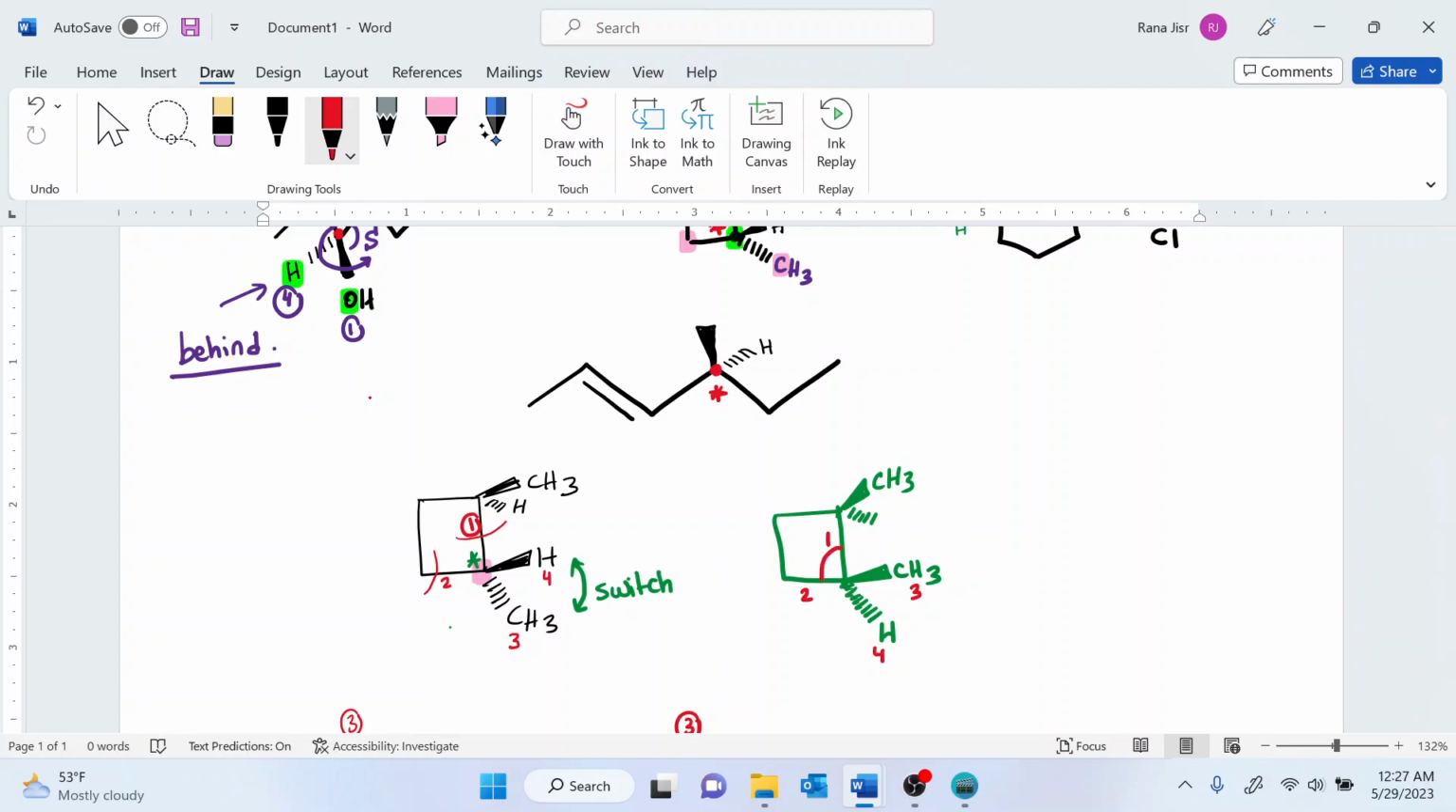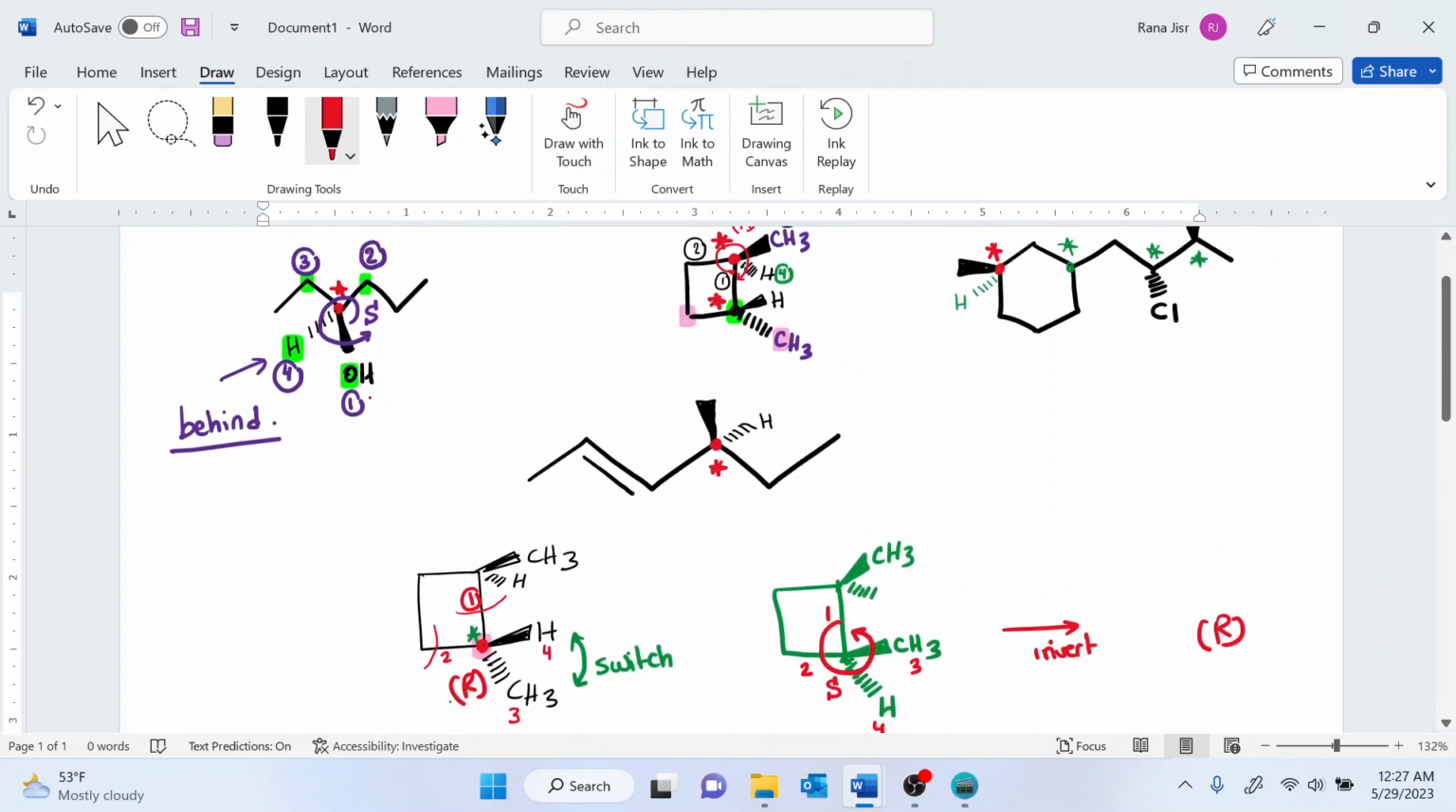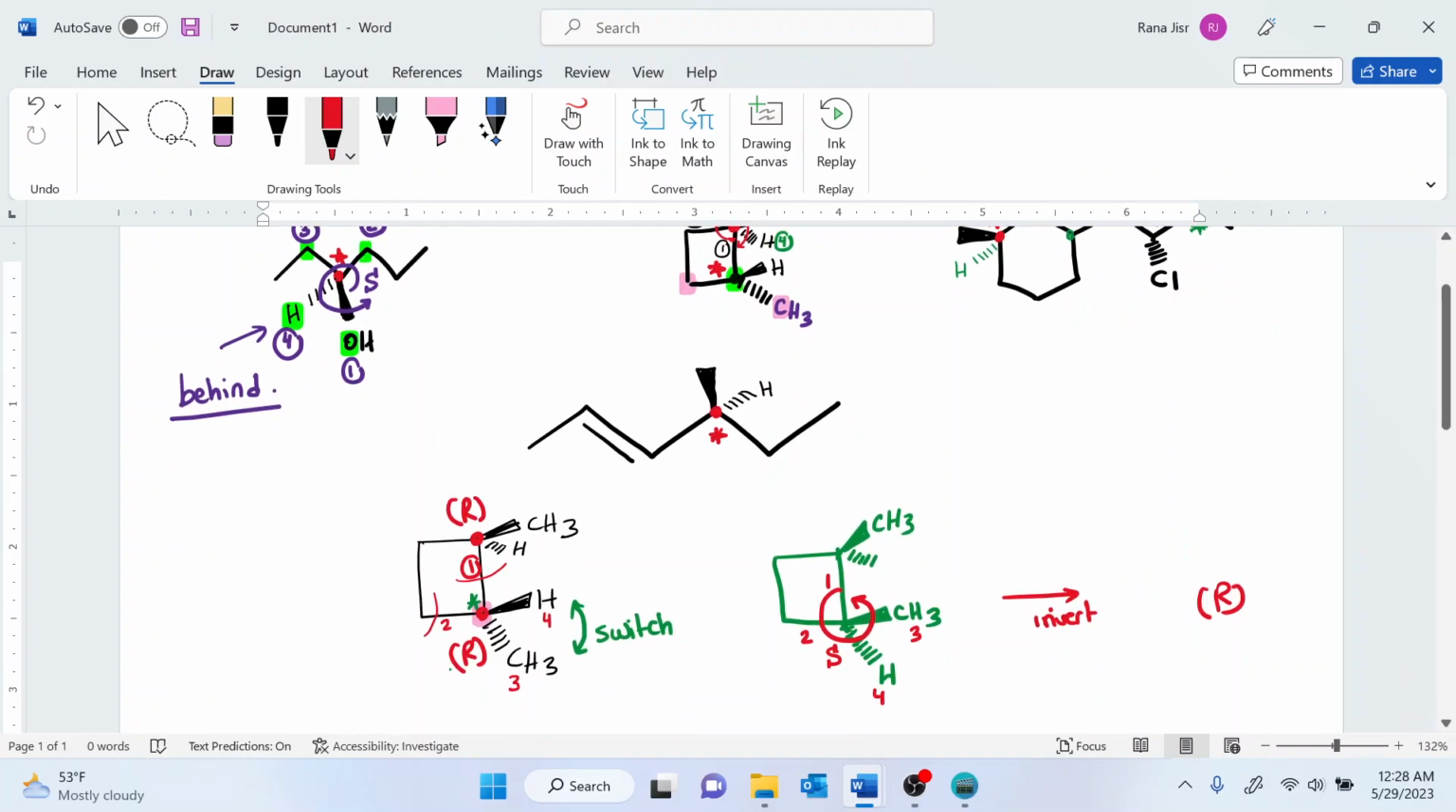And I'm going by 1, 2, and the 3 like that. And this is an S configuration. So all what you need to do is invert. And when you invert, then the S changes to an R. So now this guy over here is going to be an R configuration. So I had my first chiral center here to be an R and my second chiral center here to be an R as well.